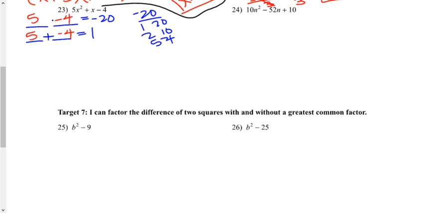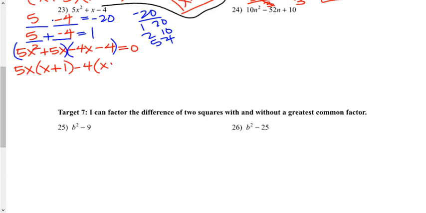So what I'm going to do is rewrite my quadratic with these two broken up. So I have 5x squared plus 5x minus 4x minus 4 equals 0. Grouping the first two and last two, I can pull out a 5x. I'm left with x plus 1, and then I can pull out a negative 4, and I'm left with x plus 1. So now my factored version is 5x minus 4 times x plus 1 equals 0.